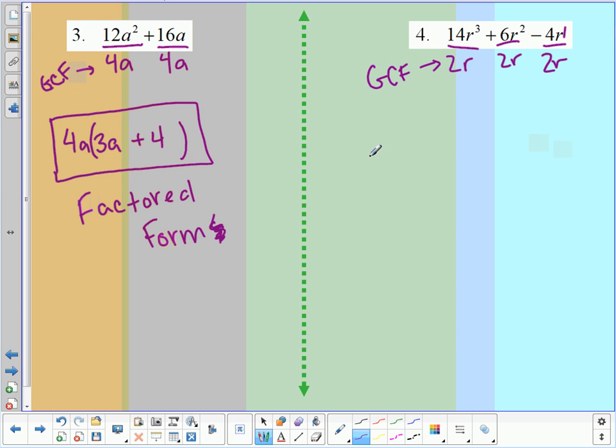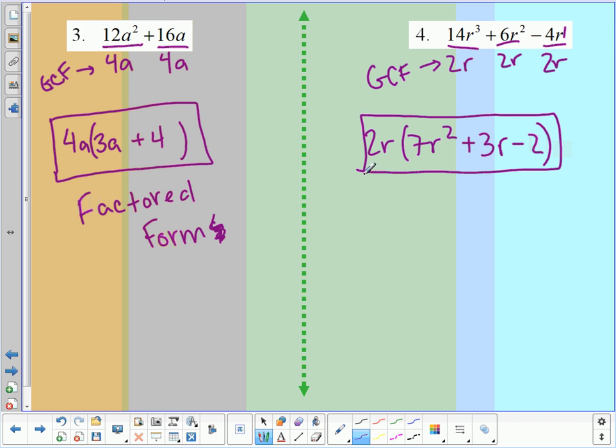My GCF is 2r. So 2r is out front now, and then behind it, I put what's left over after I do the division. 14 divided by 2 is 7. R to the third divided by r is r squared. 6 divided by 2 is 3, so plus 3. R squared over r is just r. And then negative 4 divided by 2 is negative 2. And that's the factored form of my polynomial there.